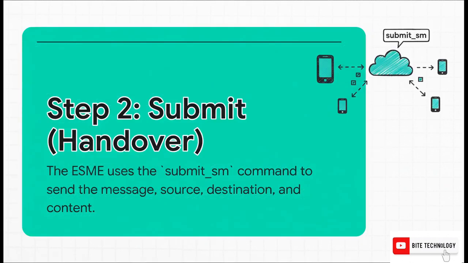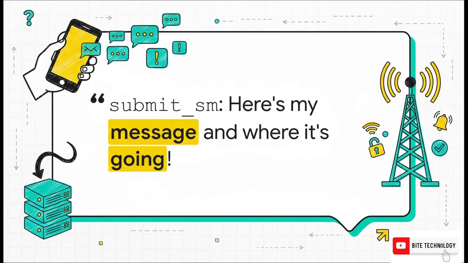Okay, so once we're logged in, it's time for the handover. This is where the app uses a command called submit SM. Think of it like a digital envelope. Inside that envelope is everything that matters: who the message is from, the phone number it's going to, and of course the actual text itself. So the ESME is pretty much saying, hey SMSC, I'm logged in and trusted. Here's a message and where it needs to go.